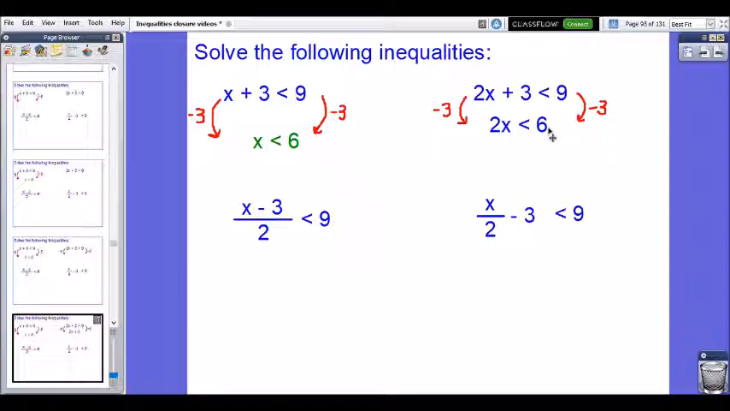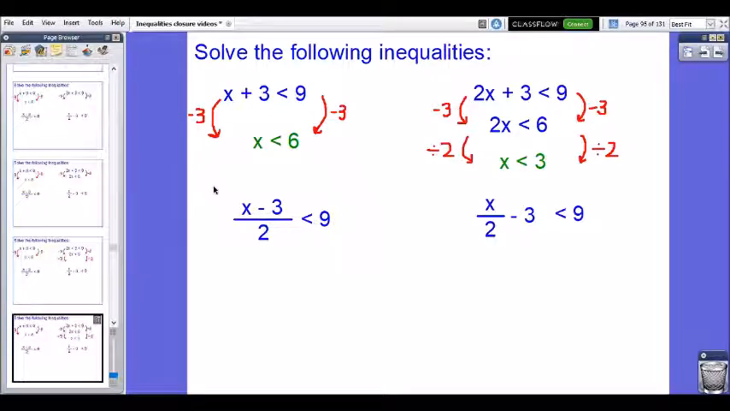I haven't solved the inequality yet, because solve means just get x on its own. But at the moment I have 2 x's are less than 6. How do I get from 2 x's to just 1x? Well, I need to divide it by 2. Dividing both sides by 2, that tells me that x is less than 3, and this is my solution.